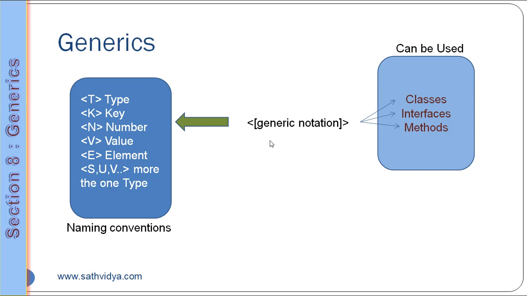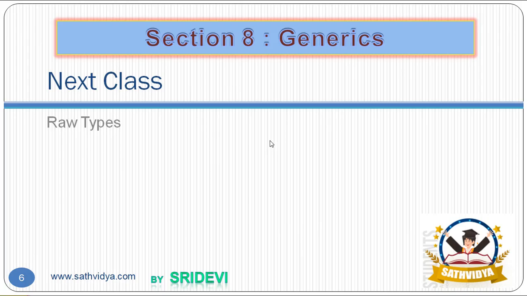In general, if you are dealing with a type, we use T as the notation, K for key, N for number, V for value, and E for element. We can also use S, U, V and so on if you are declaring more than one type at the class, methods or interfaces. We are going to see more about these key values and how to declare more than one generic type in our later classes. So don't miss it. Keep watching.